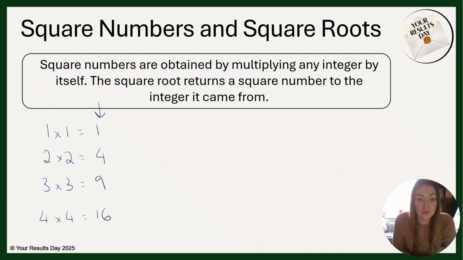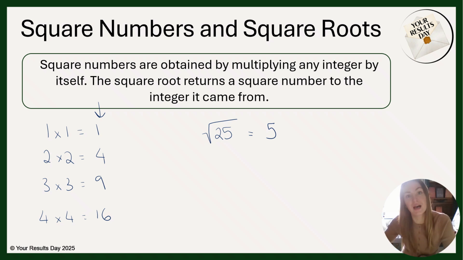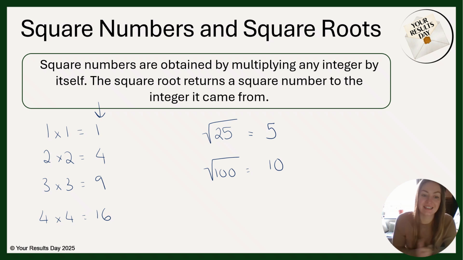The square root, which would look like this, is the number that we times by itself to get the number in the root. So if I'm asking, what's the square root of 25? The answer would just be 5. Because 5 is the number I'd square to get to 25. And if I did something like the square root of 100, it is 10, because 10 times 10 gets 100.